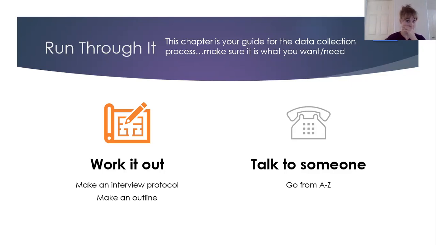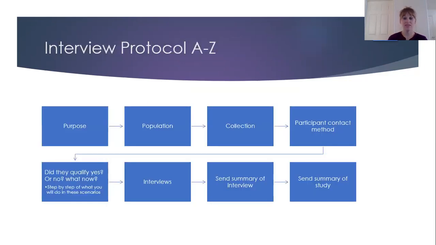Talk to someone about it. Talk to someone in your program. Talk to someone who can ask questions and say, well, what about this? What are you going to do if this happens? How are you going to contact these people? Think about it. Writing it down will help ensure that you're not missing anything and that you've accounted for all possibilities. This is a short example of my interview protocol.